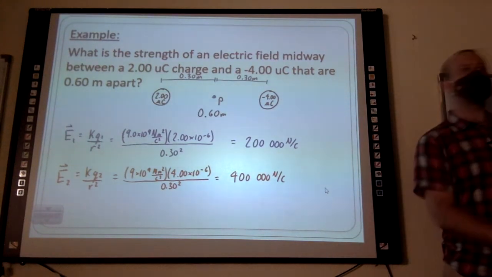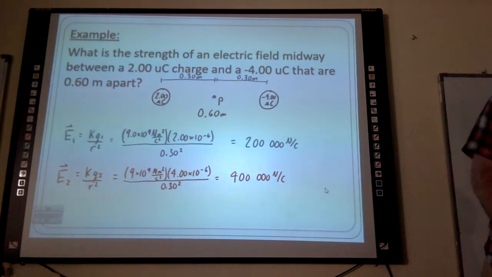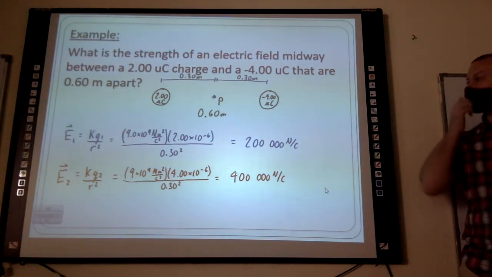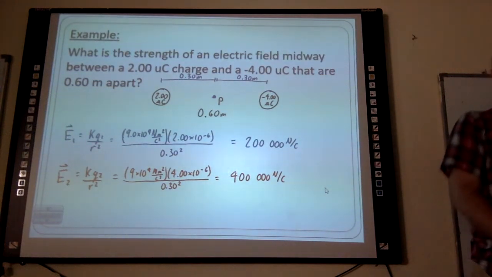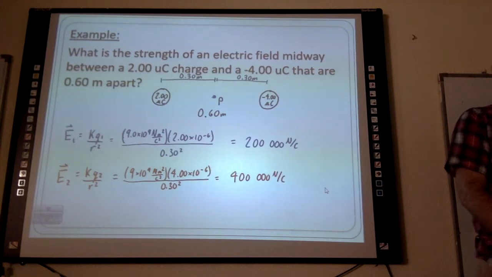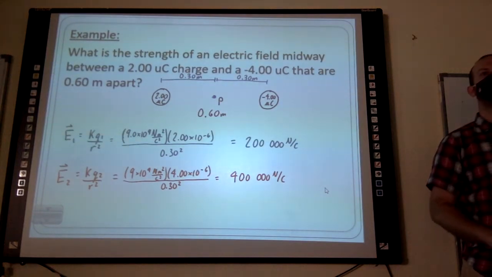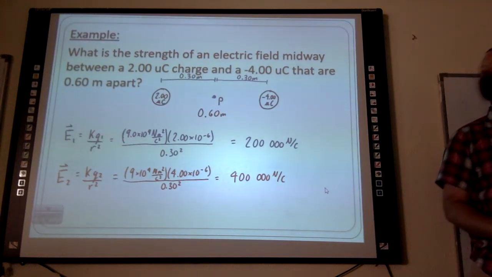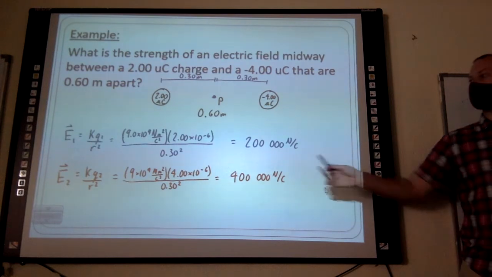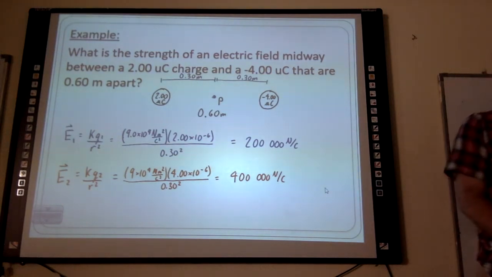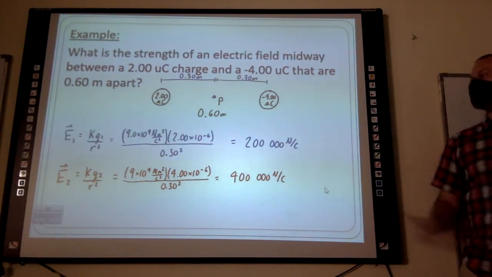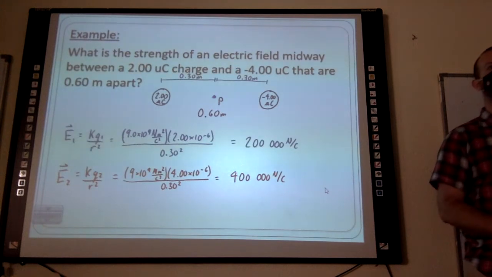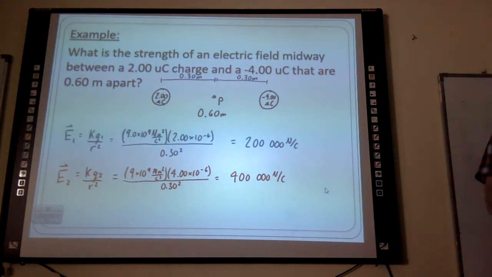So I've got my two electric fields, but now I need to take into consideration direction. Notice I didn't put negative charges here, but I need to look at what direction these fields point. So we're not putting a negative in here; we're taking that into account right now. Same thing with forces. When you drew free body diagrams and did forces, you never got a negative force. We just considered the negative when we looked at what direction they're pointing.